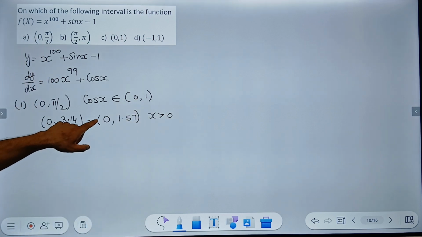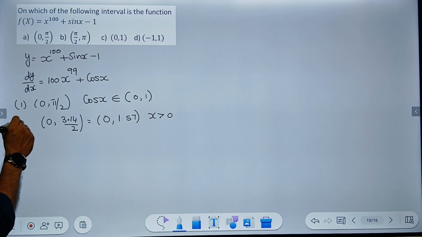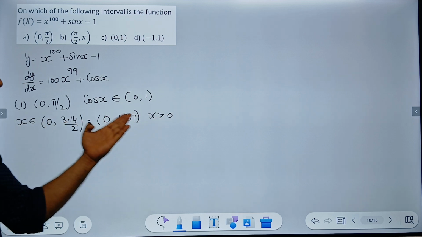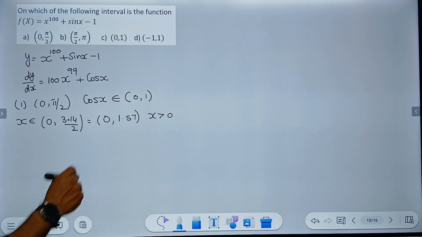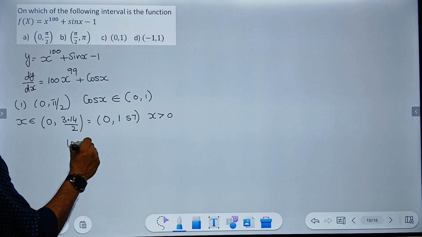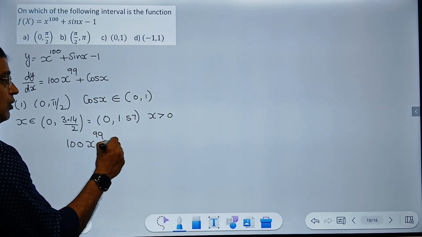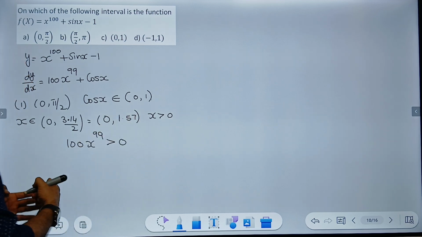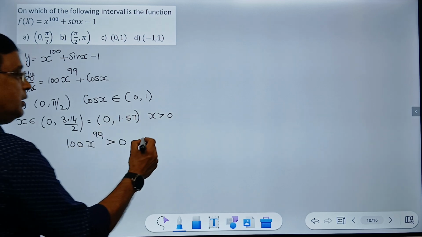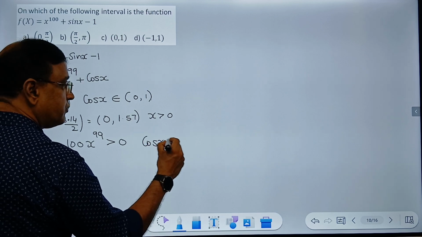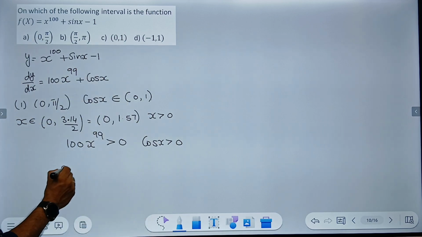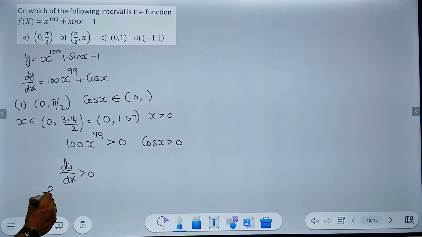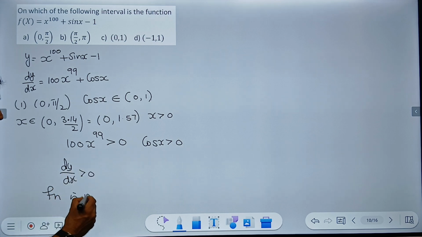So when x is from 0 to 1.57, x is always positive. Therefore, 100 x power 99 will always be positive, because x is positive. And you already know cos x is positive. Therefore, can I say dy by dx will be positive? Therefore, the function is increasing.